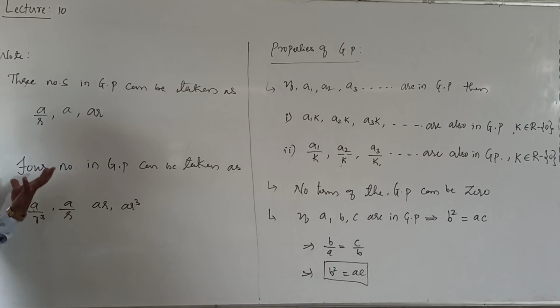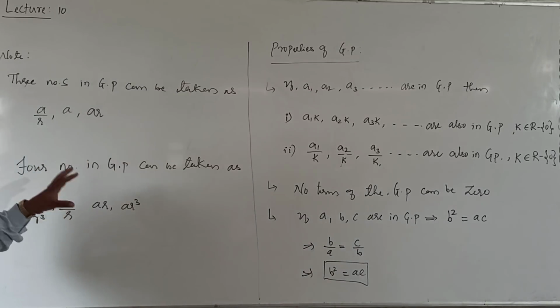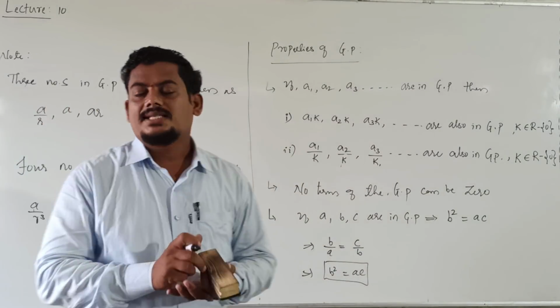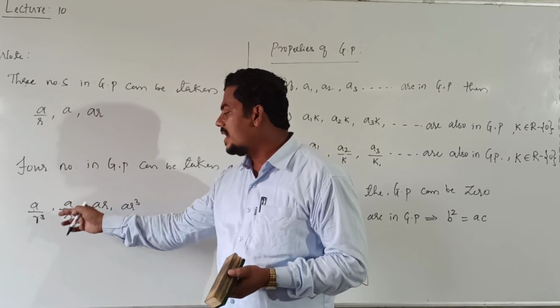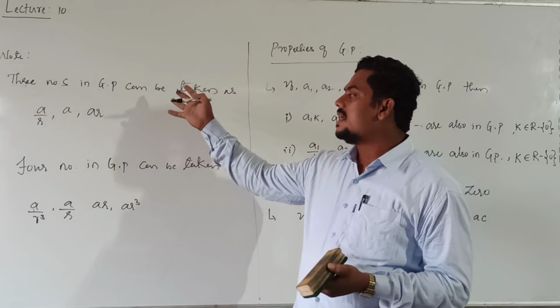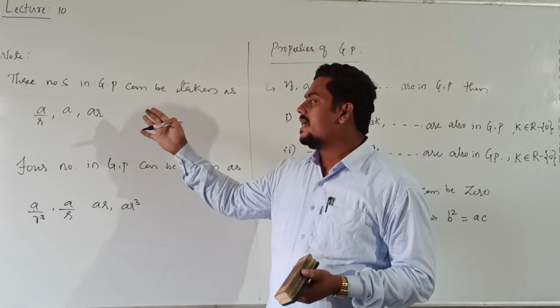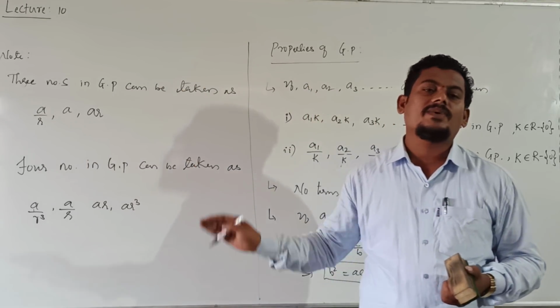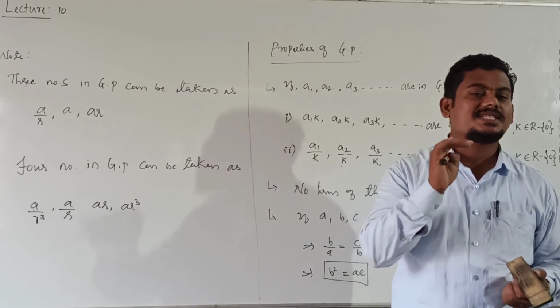Selection of GP is just for easier simplification. Select 4 numbers as A by R cube, A by R, AR, AR cube, and 3 numbers as A by R, A, AR. Proper selection of the GP for easier simplification.